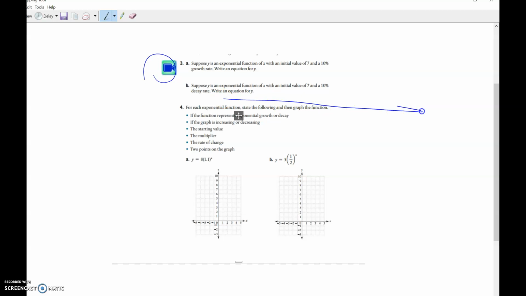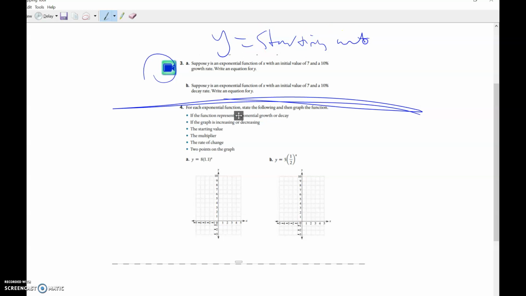But go ahead and answer 3A and B, and then write what you think those are, and then we'll come right back. Okay, so if things are linear, they're going up by a constant rate. But if they're exponential, they're going up by a percent, or they're doubling or tripling or quadrupling. The nice thing is they always look like y equals: you always have your starting amount here, you always have your multiplier, and it's always exponential.